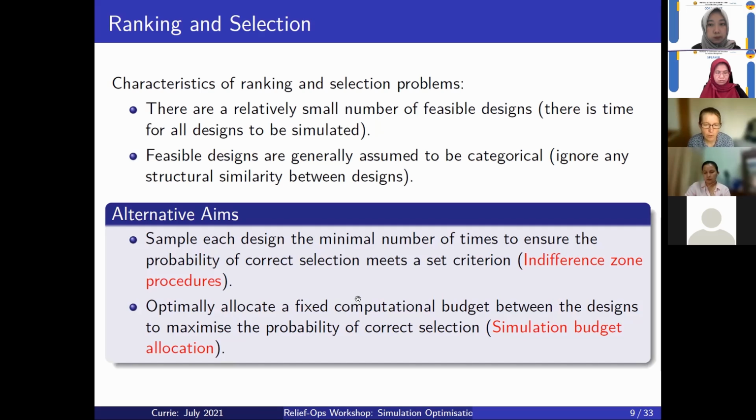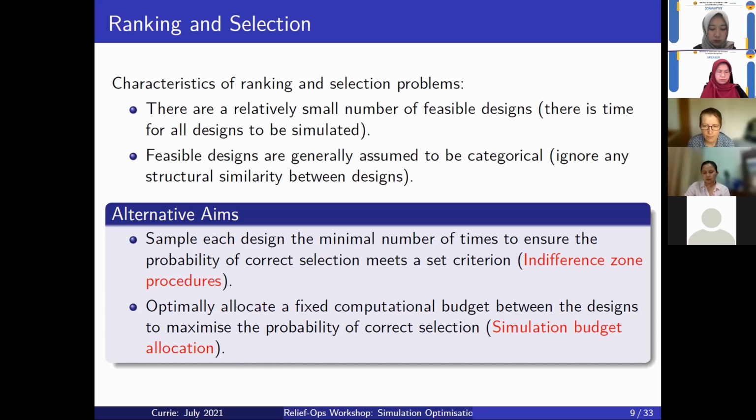The methods that you find to solve these problems have two alternative aims, and there are different algorithms associated with each of these aims, as you would expect. So the first aim of some of these algorithms is to sample each design the minimal number of times to ensure that the probability of correct selection meets a set criterion, and these are called indifference zone procedures.